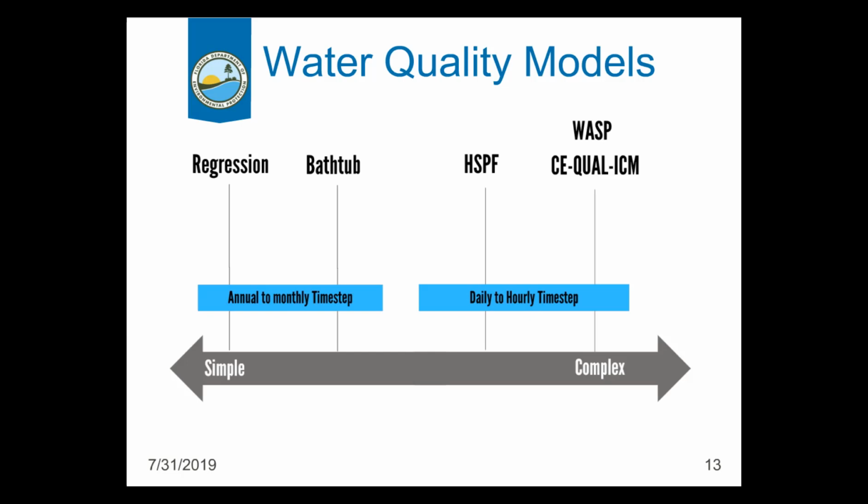Now, if you're dealing with a phenomenon like dissolved oxygen, where you need to predict daily behavior, you pretty much need to use one of the models on the right. But if you're dealing with a well-mixed system that reacts at a slower time scale with a longer residence time, the regression or bathtub approaches will give you good answers for those systems as well.